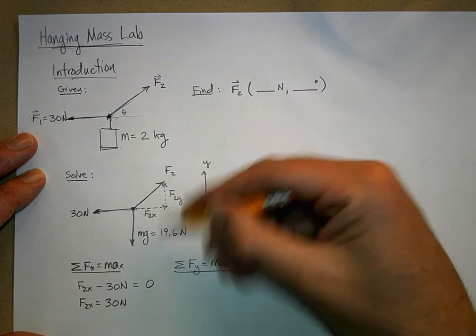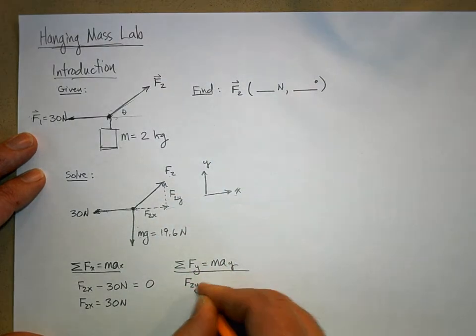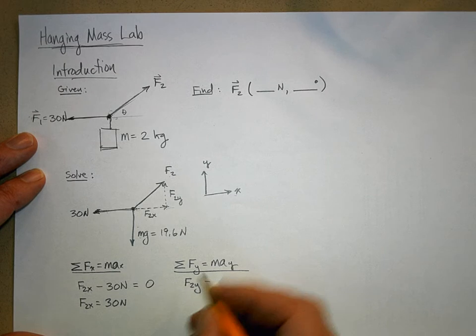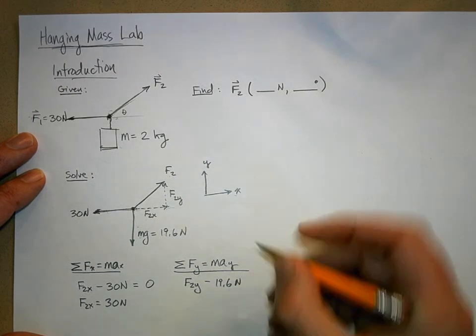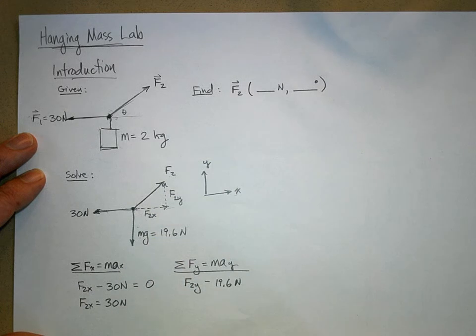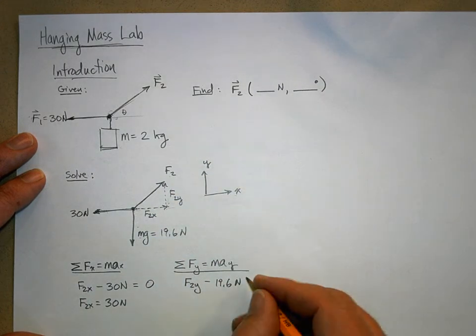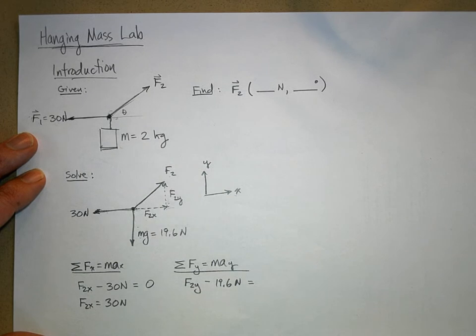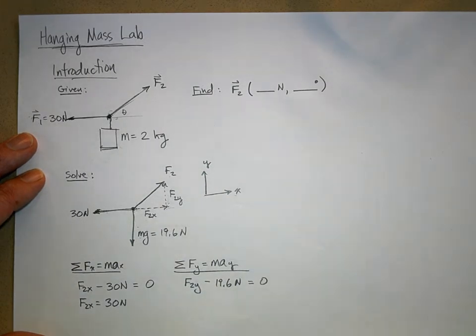Now let's sum the forces in the y direction equals ma in the y direction. If I look in the y direction, I've got F2 in the y, and then minus 19.6 newtons, that's the weight pulling down. And those are the only two forces in the y direction. And there is no acceleration in the y direction, so these are going to be equal to 0. So now I've got F2 in the y is equal to 19.6 newtons.